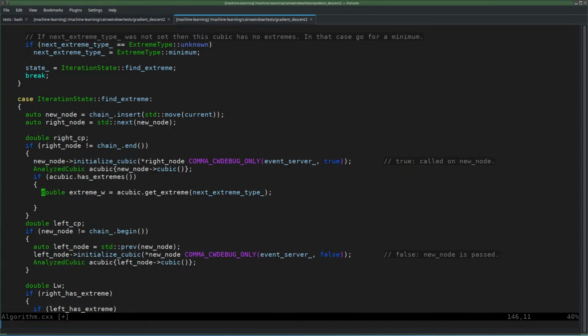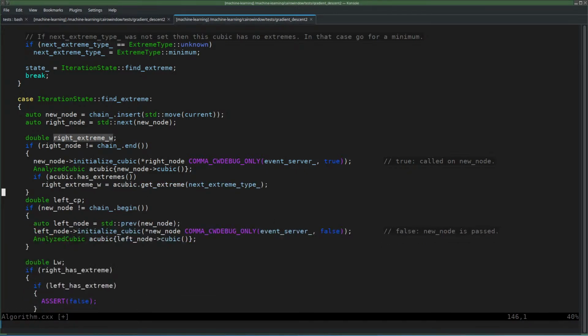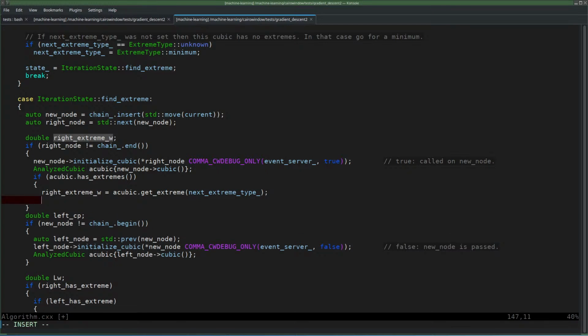Okay, let's... it's not a critical point anymore. It's going to use right extreme W. I just set that value here. Yeah, but also I need to set that boolean back as extreme.